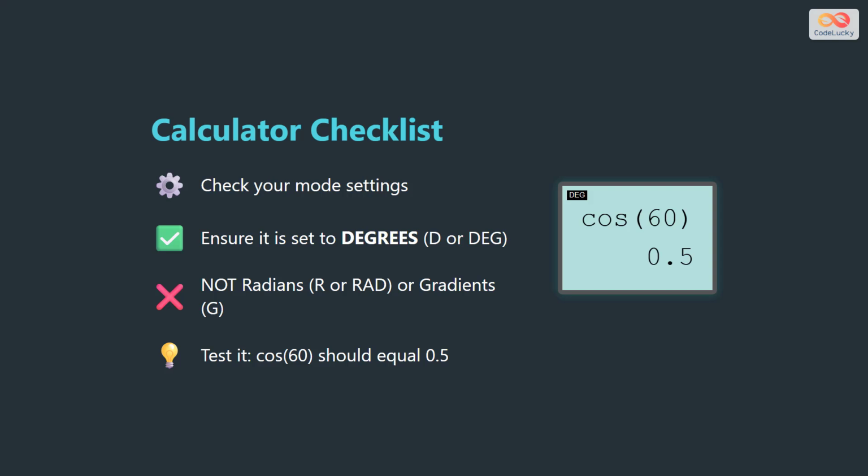Before you practice, a quick warning about calculators. Always ensure your calculator is in degrees mode, often shown as D or DEG on the screen. If it is in radians or gradients, your answers will be wrong. A good test is to type cosine 60. If you get 0.5, you are in the correct mode.